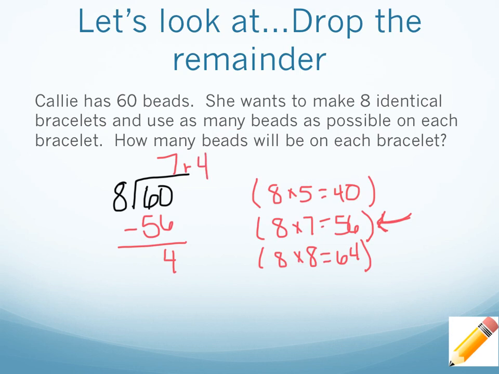In this case, I see that Callie can put 7 beads on each bracelet, and she'll have 4 beads left over. Those 4 beads would be extra. She won't be able to use them to make the same bracelet, nor can she cut beads in half for the bracelet. In this case, the answer is that Callie can put 7 beads on each bracelet.